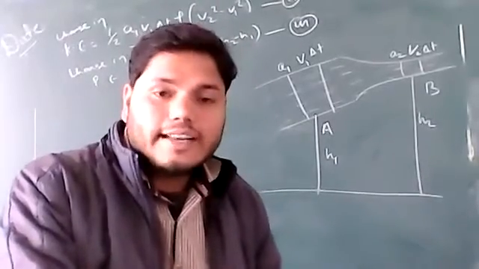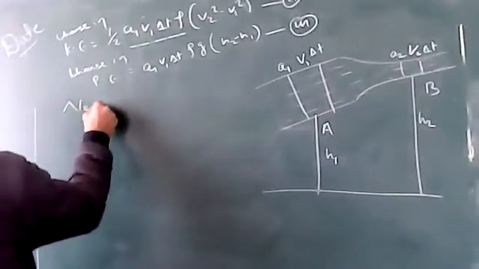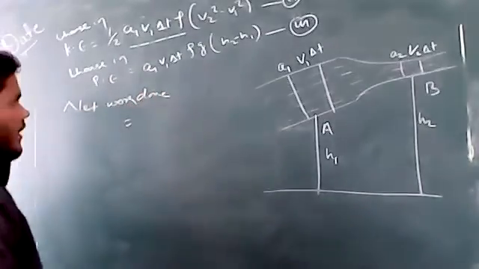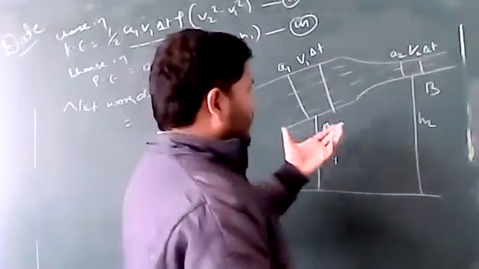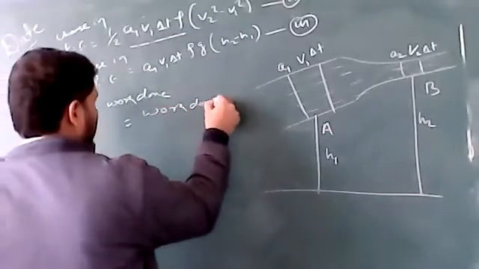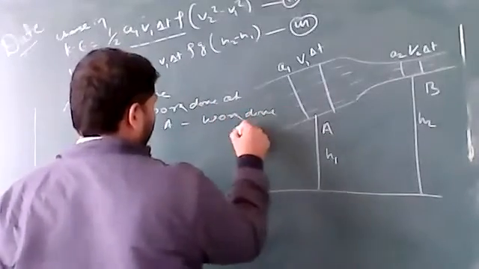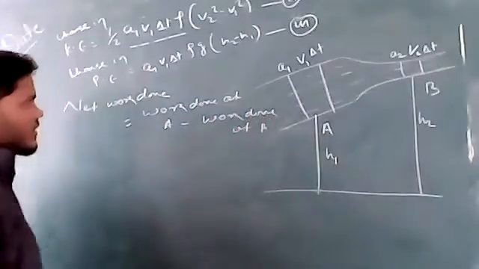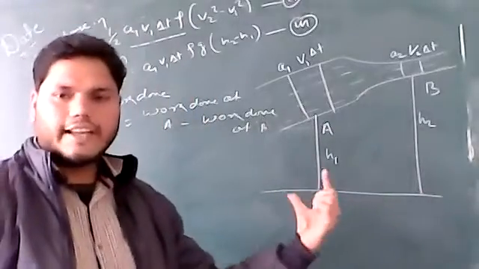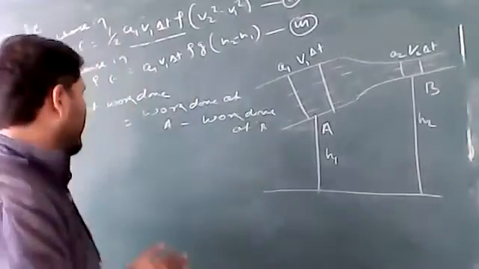Then we have to find out the net work done. Net work done means the work done at A point minus the work done at B point. At the A point what is the work done, and at the B point what is the work done, the net work done you have to find out. So what is the value of net work done?